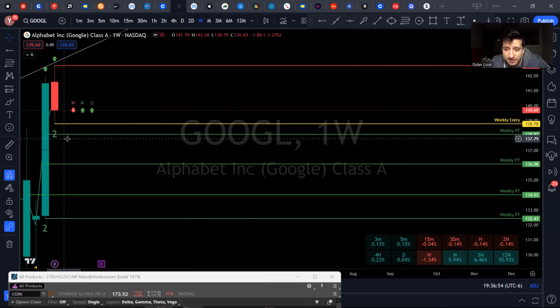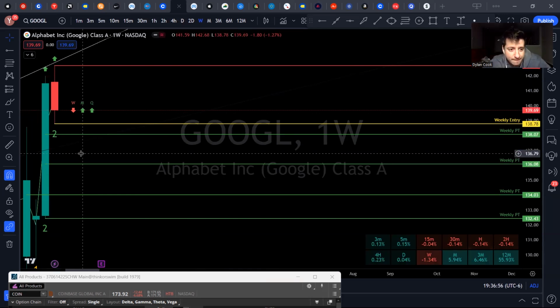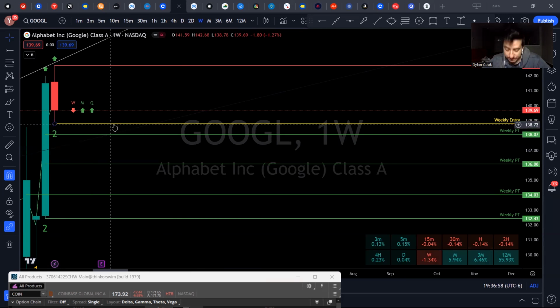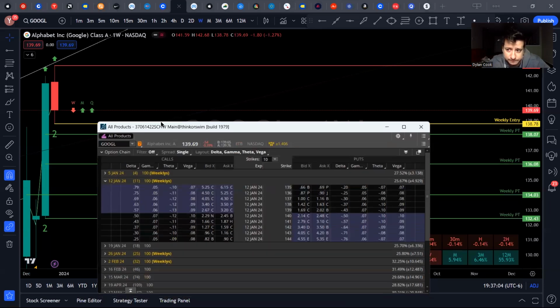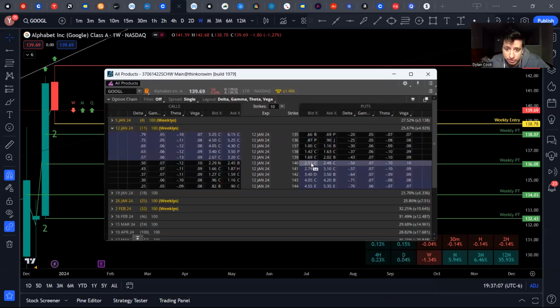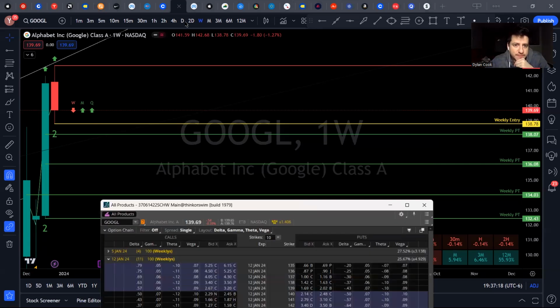This nice fail right in here. Now, Google, I am suggesting the 138 on, right? Google doesn't look so pissed off. I like the spreads on it. Love the delta. Love everything about it. 138 is where I'm suggesting.